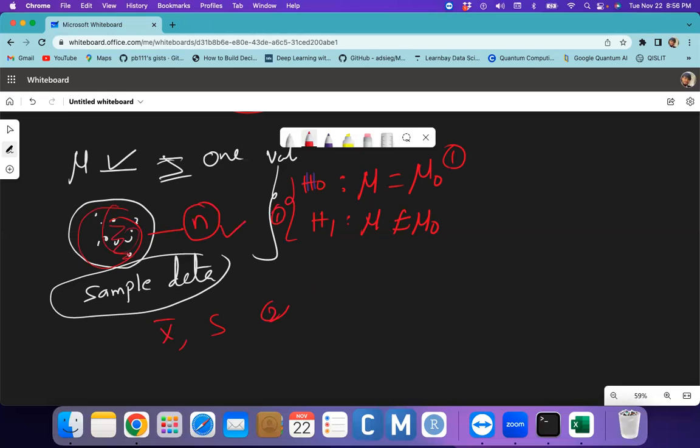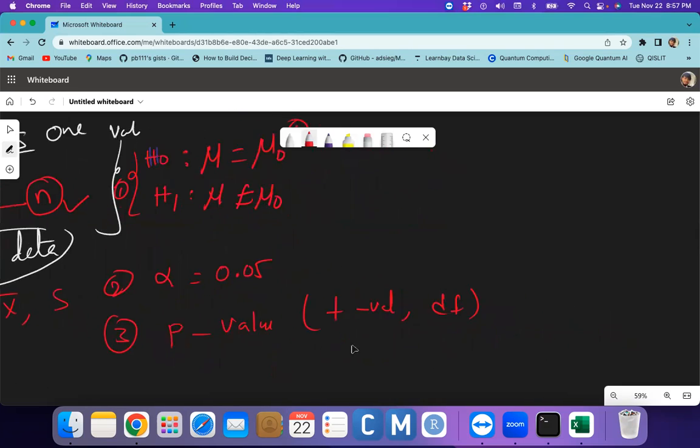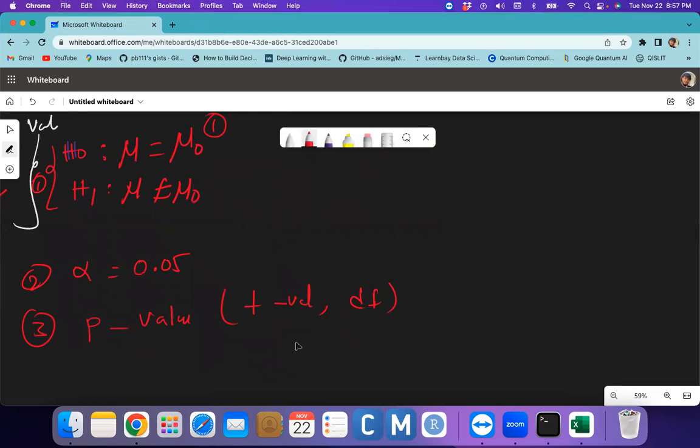My step 2 is determining the significance value. My significance value, for example, is 0.05. Now we have to calculate the p-value. If you want to calculate the p-value, you should know the t-value and the degree of freedom. So first we have to calculate the t-value.